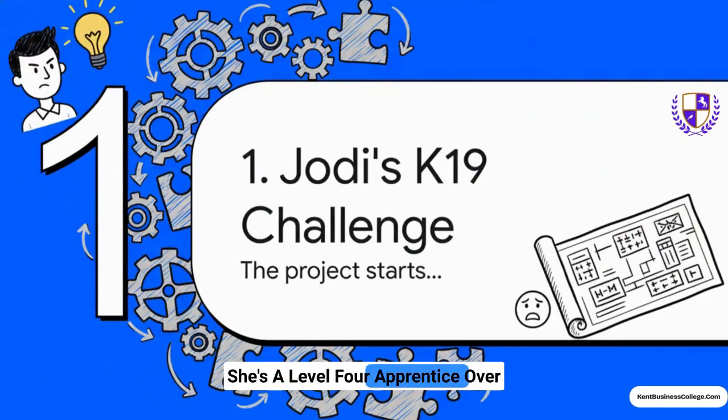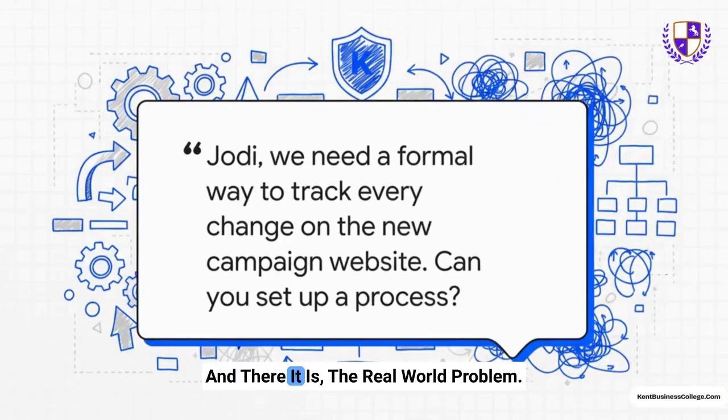So let's meet Jody. She's a level 4 apprentice over at a company called Iva Stores. Things are going well, but her marketing manager, Rital, has just dropped a brand new and a little bit scary project right in her lap. And there it is, the real-world problem. See, Rital knows that without a proper system, projects can just descend into chaos. You get new requests flying in from everywhere, deadlines start slipping, budgets get completely blown. This isn't just some made-up task. This is the absolute heart of K19. It's all about bringing some much-needed order to the beautiful mess of a project.